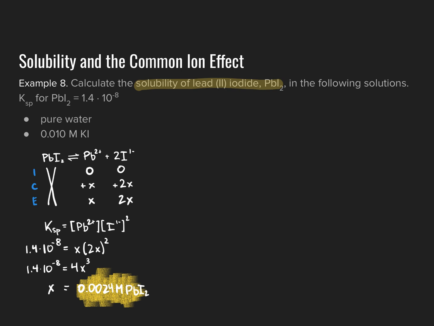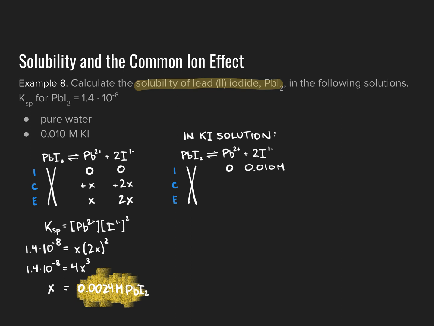Now let's take a look at how the process will occur if instead of dissolving this in pure water, we try to dissolve the solute in a 0.010 molar solution of potassium iodide. My dissociation equation is the same, so we'll just go ahead and copy that and bring it on down, and we'll set up a new ICE table. We still have an initial concentration of lead ion of 0 molar, but now my iodide concentration in this KI solution would initially be 0.010 molar.